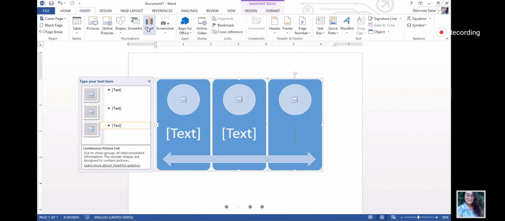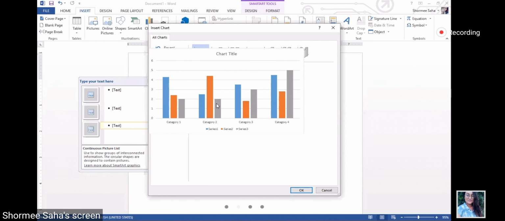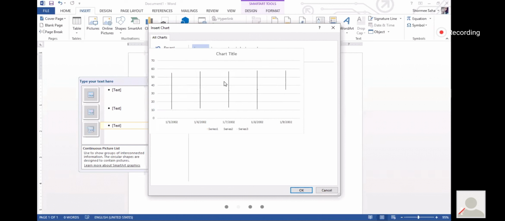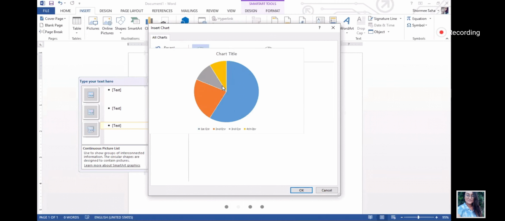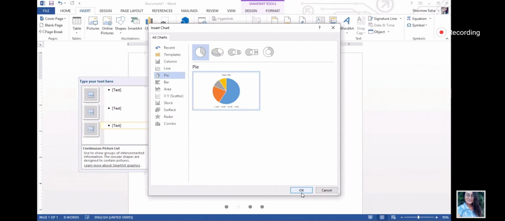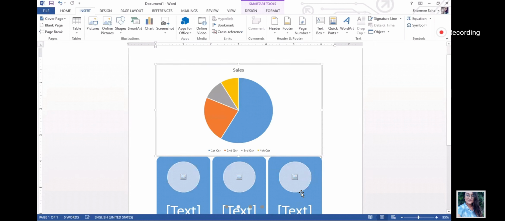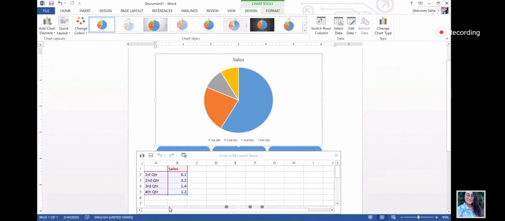Now if I want to do a chart, there are several kinds of charts here. These are actually given already. You don't need to draw everything by yourself. For the stock market, I can use this one. I can use a pie chart. I have used a pie chart here.